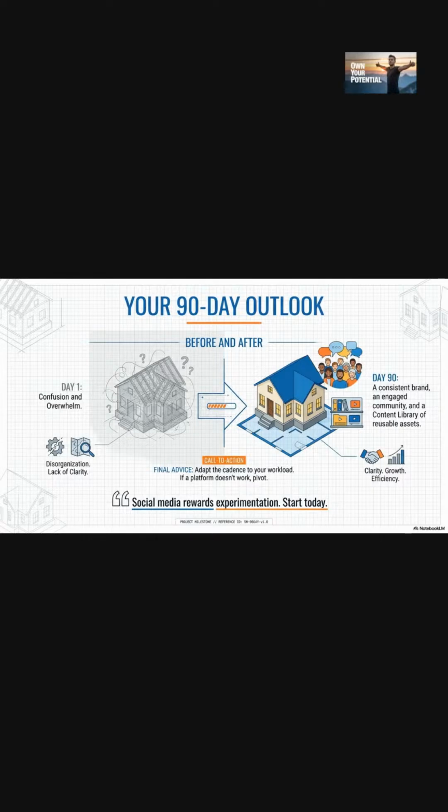90-day outlook, guys. So what we've covered here, day one, we were banana cakes, right? We're confused and overwhelmed. Craziness. Now we put together a plan. Day 90, consistent brand and engagement. Be a part of the community and build a consistent library of reusable assets. That is what you call evergreen content, the stuff that will never die.